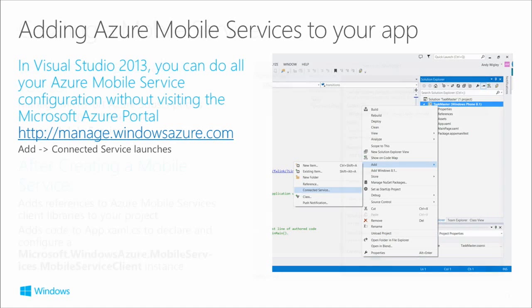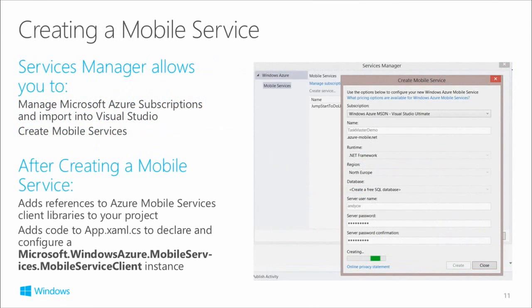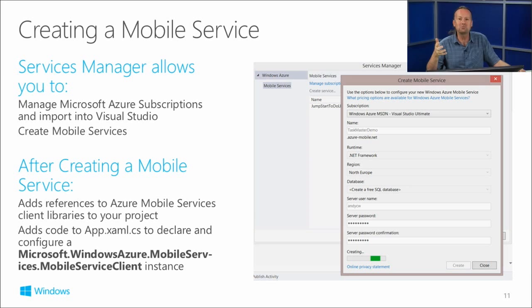So you can right-click on your project and say Add Connected Service, and this puts up this dialog. I'm going to show you this in a minute, so I'm not going to talk through this too much. This allows you to create or connect to an existing Azure mobile service and create a new one here. And it adds all the correct references to your project and plugs some code into your solution to make it ready to go to connect up to that new cloud service.